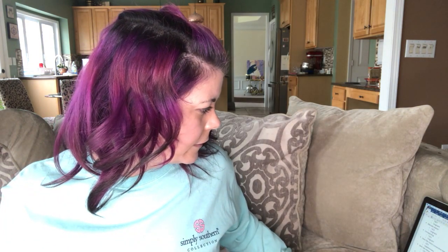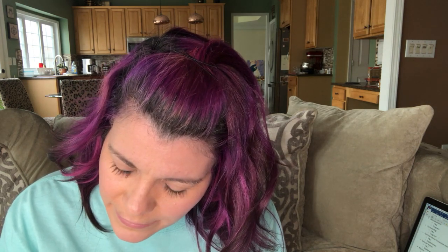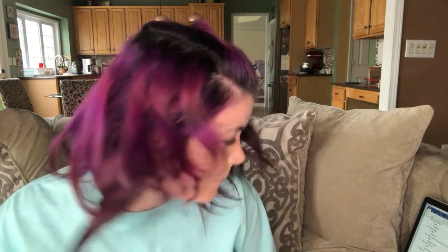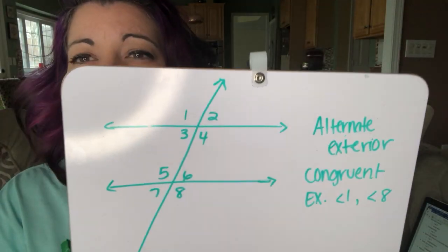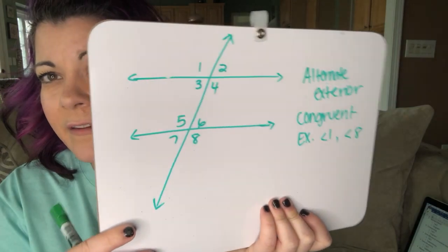Some more. Now we have alternate exterior. Remember when we talked about exterior means outside the parallel lines. So alternate exterior, outside the parallel lines, they are also congruent. And an example of those would be angle 1 and angle 8. So angle 1 and angle 8 are alternate exterior.